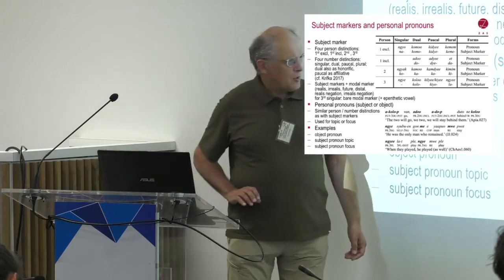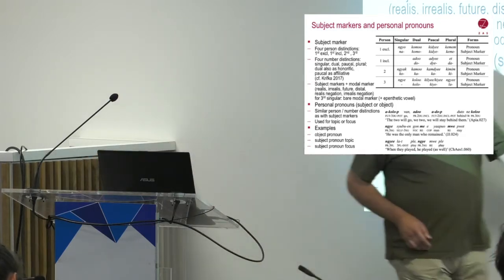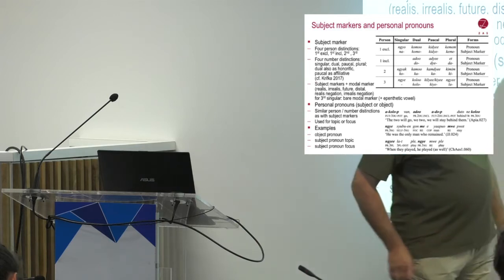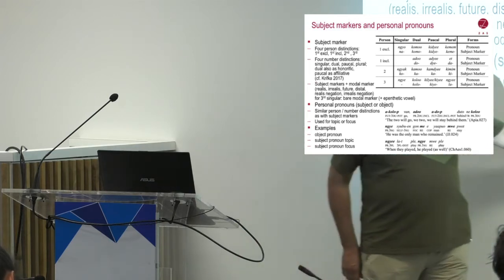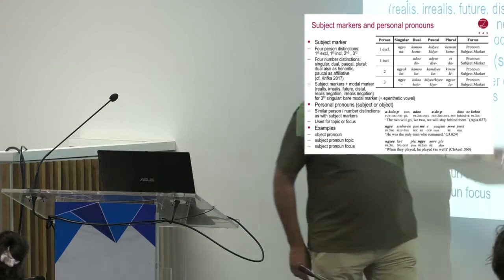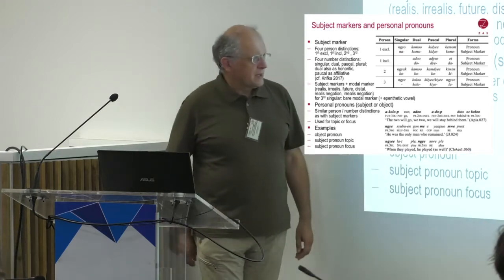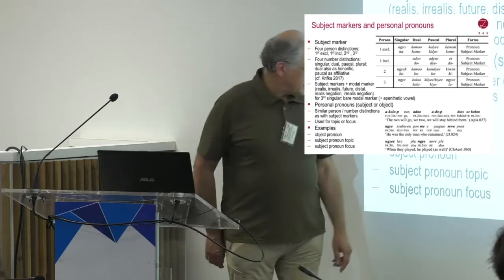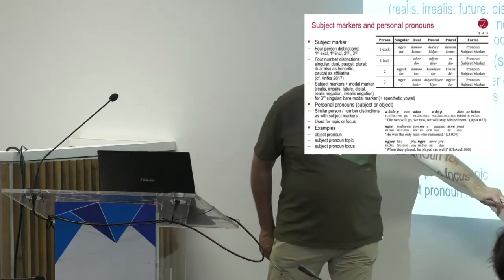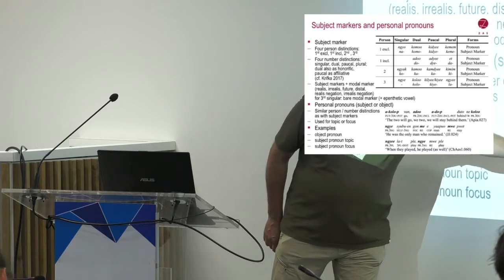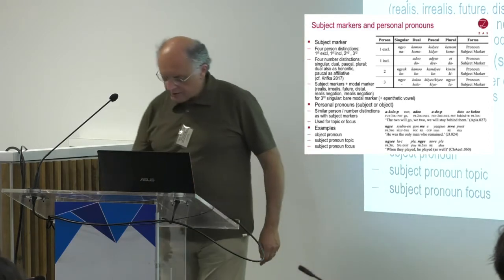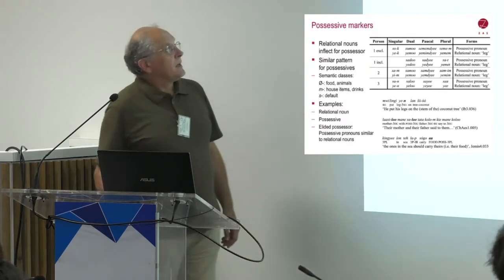Some examples: we find these pronouns as object pronouns, like here, the two of us will go, the two we will see behind them. We find them as subject pronouns, and also here subject and object pronouns. This is not remarkable, I just wanted to list it here.